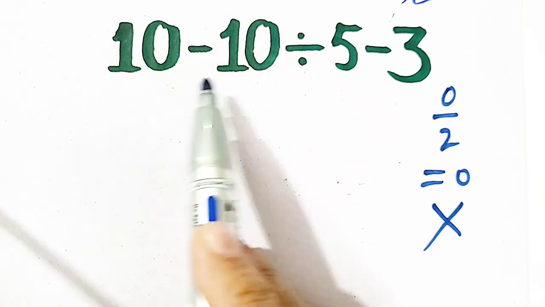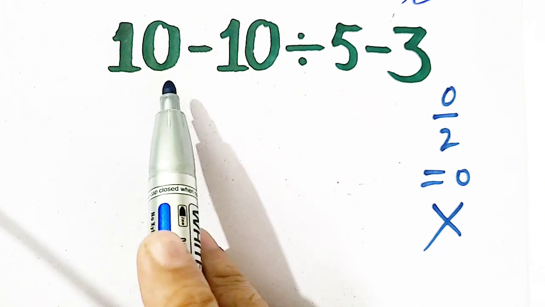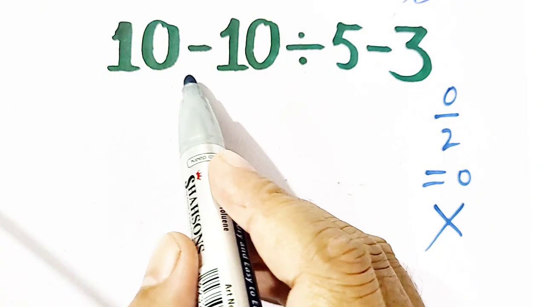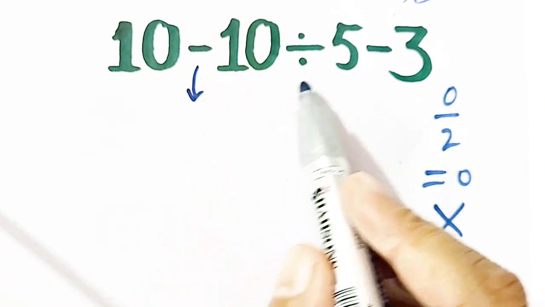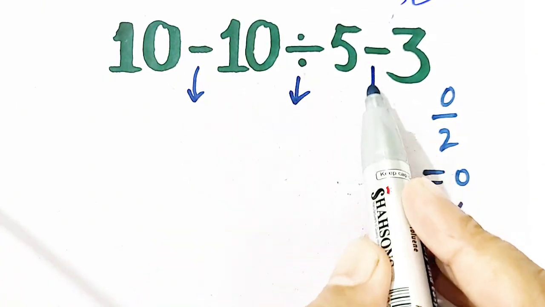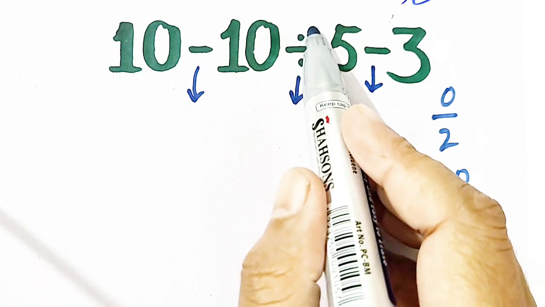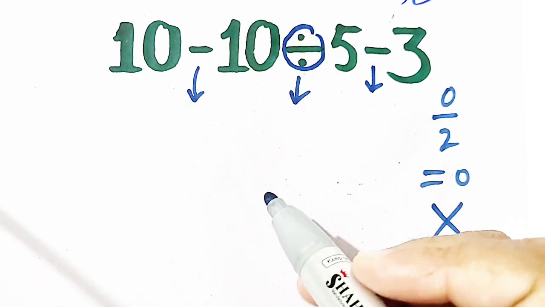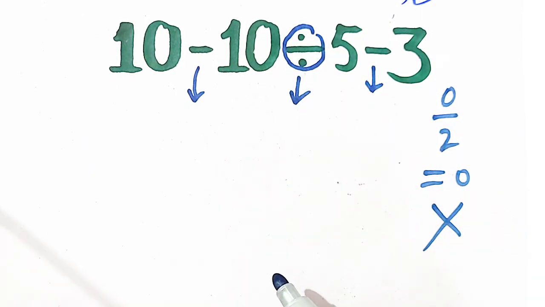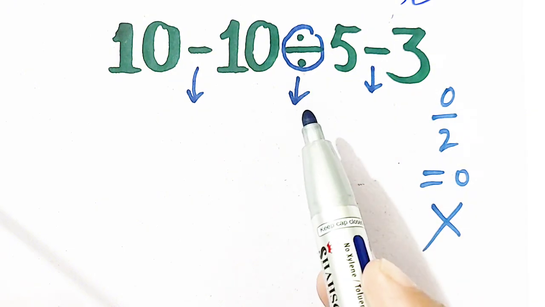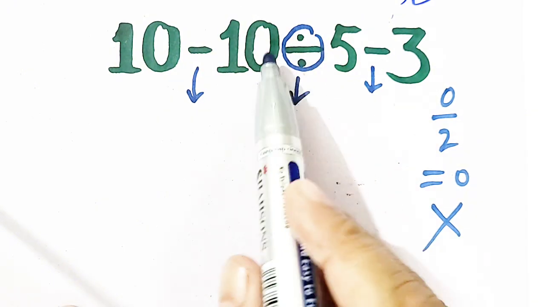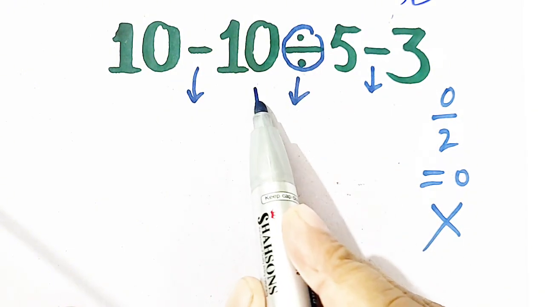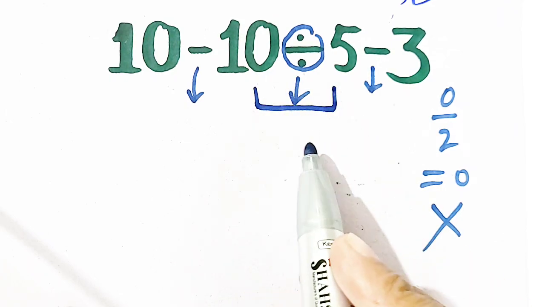of operation. So now I will solve it again by obeying order of operation. Here is subtraction, here is division, here is subtraction. So the priority should be this division. Why? Because according to DMAS, or PEMDAS, we have to solve this division.